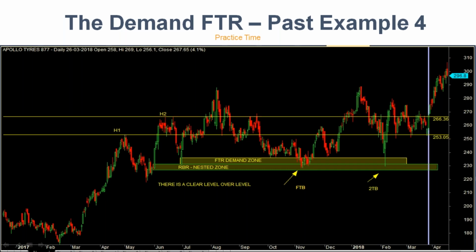You can directly wait at the RBR zone because it is in par with the FTR zone, or else take the whole thing as an FTR and directly take a big trade here. You enter here, you combine both of them, and this would be your stop loss. In spite of that, you will get your 1:3 risk reward. Anything is fair, anything is possible.